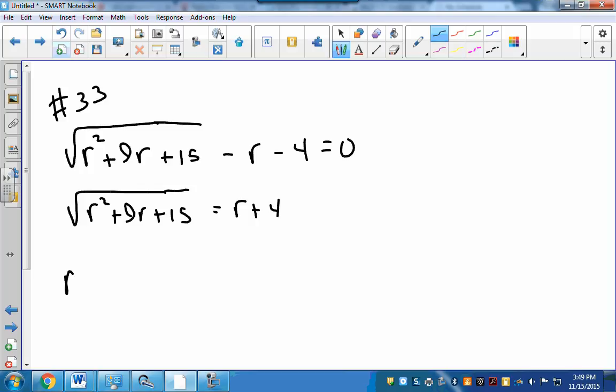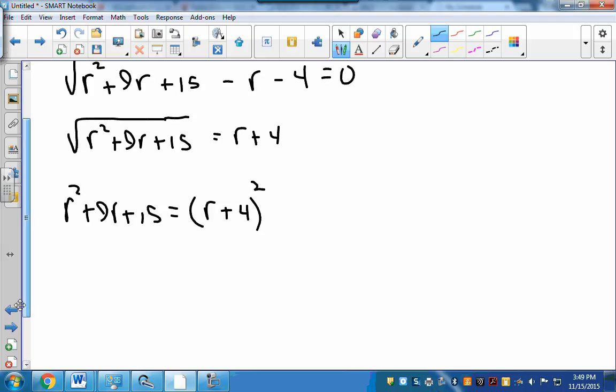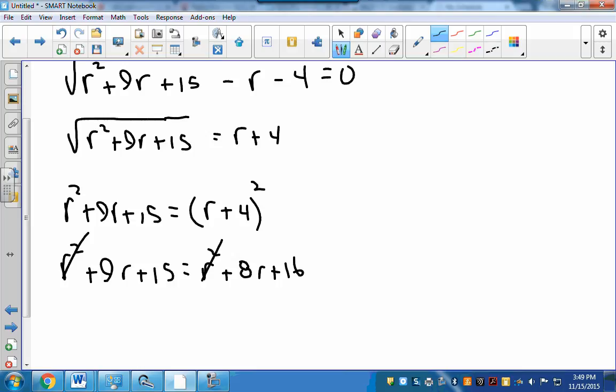Square both sides. r squared plus 9r plus 15. Now again, just be careful. You have to square the binomial r plus 4. So we have r squared plus 9r plus 15 is equal to r squared plus 8r plus 16. The r squares go out and subtract 8r from both sides. Subtract 15 from both sides, we get r is 1.